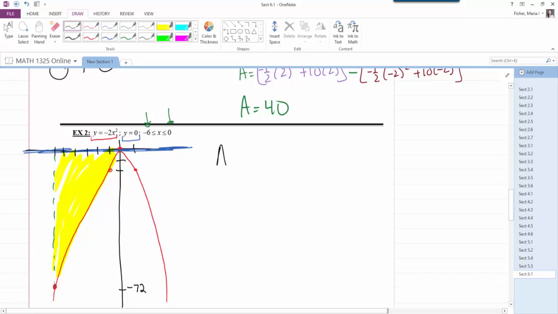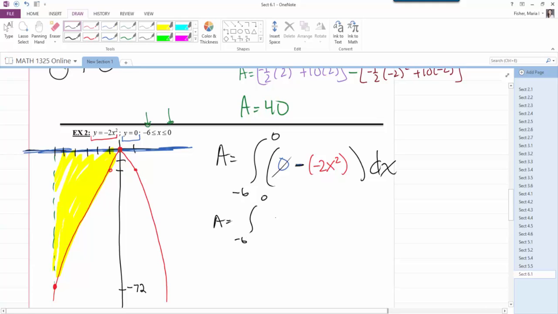That area is going to equal the integral from negative 6 to 0 of our top curve, 0, minus our bottom curve, our negative 2x squared, dx. If I clean this up before I integrate it, I don't need that 0 there, and minus a negative just becomes positive. So we're looking at the integral of 2x squared dx.